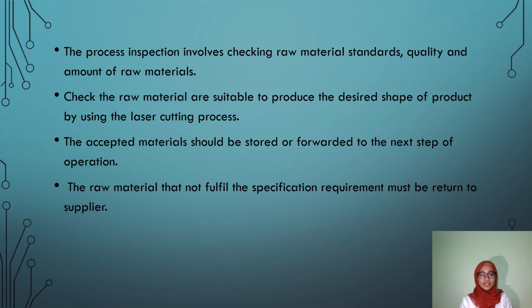Then check that the raw materials are suitable to produce the desired shape of product by using the laser cutting process. The accepted material should be stored or forwarded to the next step of operation. Thus, the raw material that does not fulfill the specification requirement must be returned to the supplier. Incoming inspection sheets are a very crucial step in ensuring the raw material is of high quality to produce the desired product.